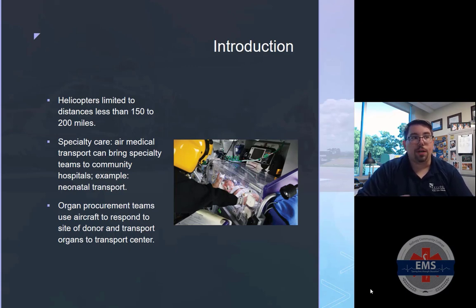We also know that specialty care, air medical transport in this case, can bring specialty teams to community hospitals, and for example, things like neonatal transport. We also see things like organ procurement teams. They'll use aircraft to respond to the site of a donor and then actually transport the organs to the transport center where they can be harvested.